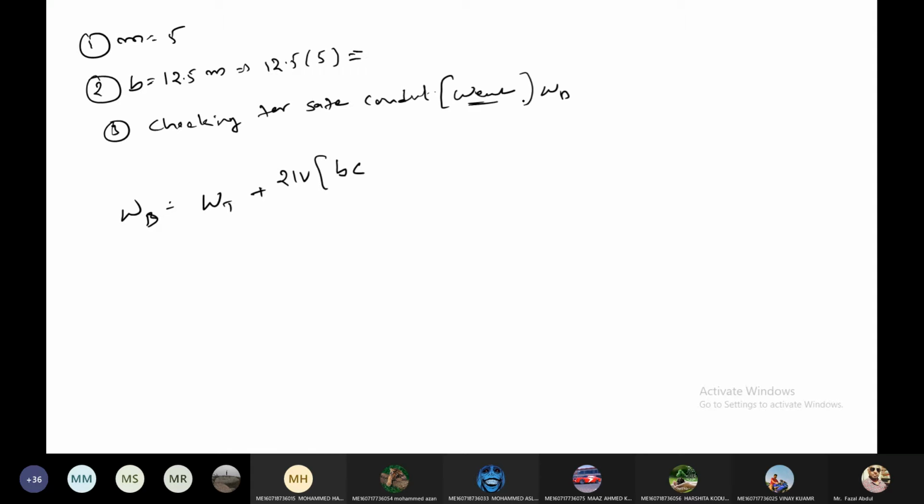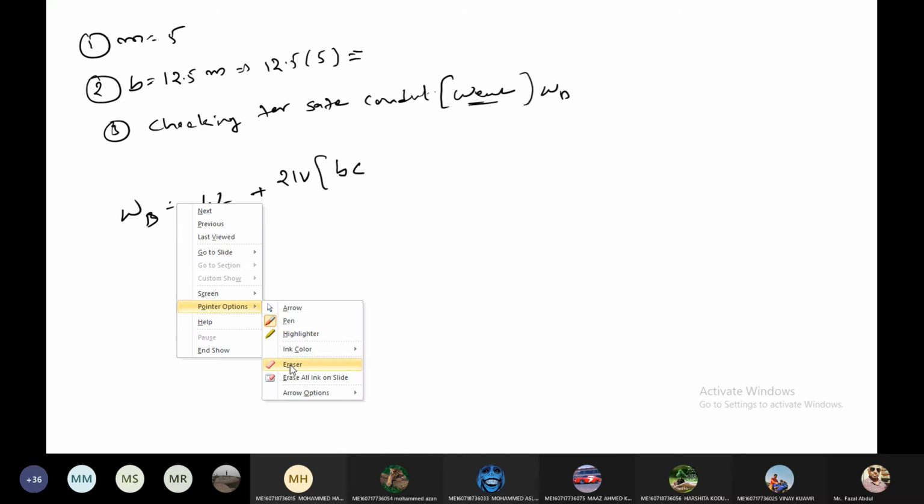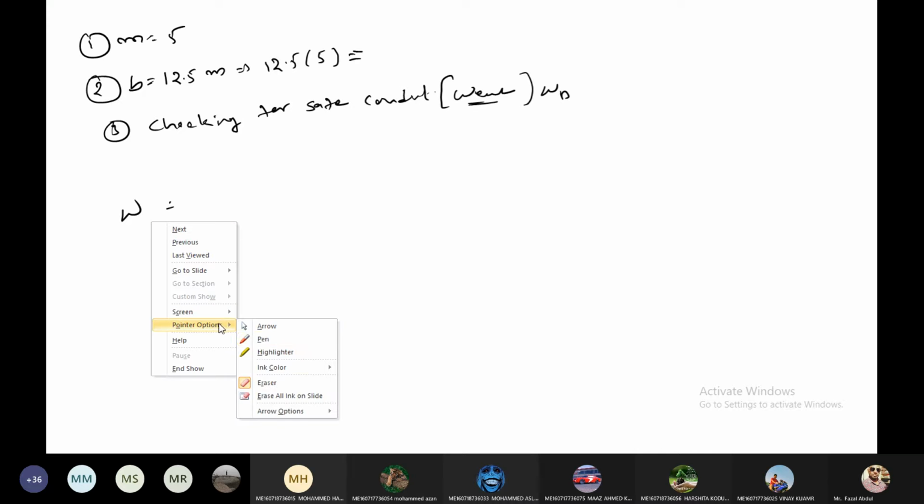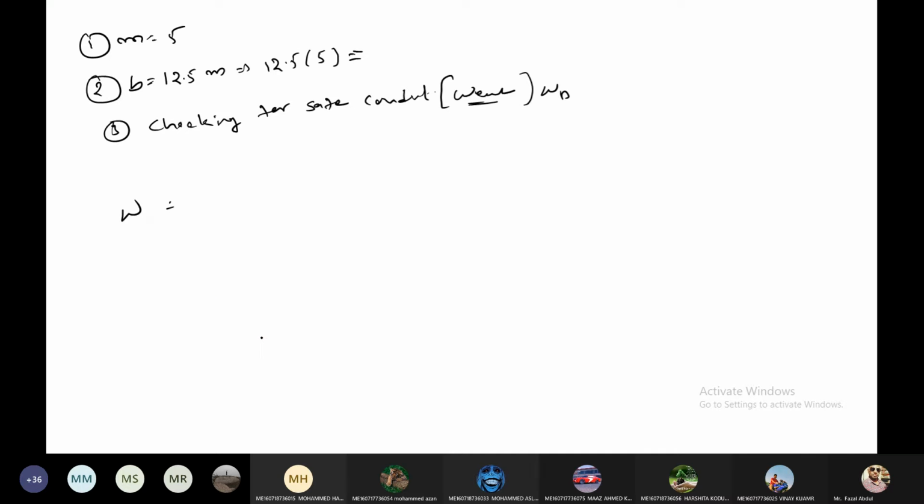Checking for wear load. Sorry, wear means I am writing dynamic. Checking for wear load. So that is B, dP A.